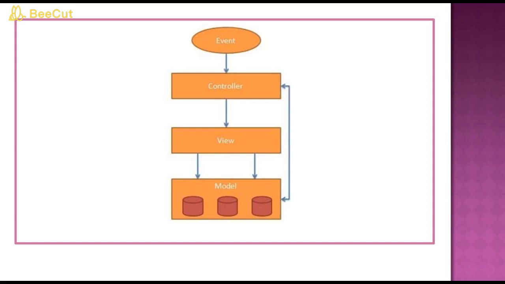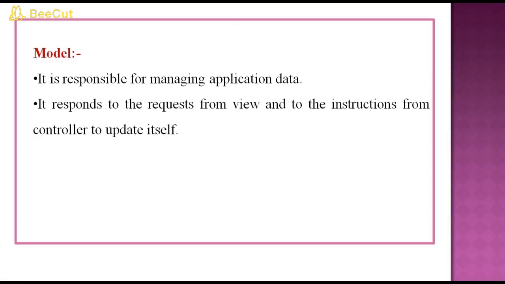You can see here the diagram: event, controller, view, model. These are the three parts. Model. It is responsible for managing application data. It responds to the request from view and to the instructions from controller to update itself.